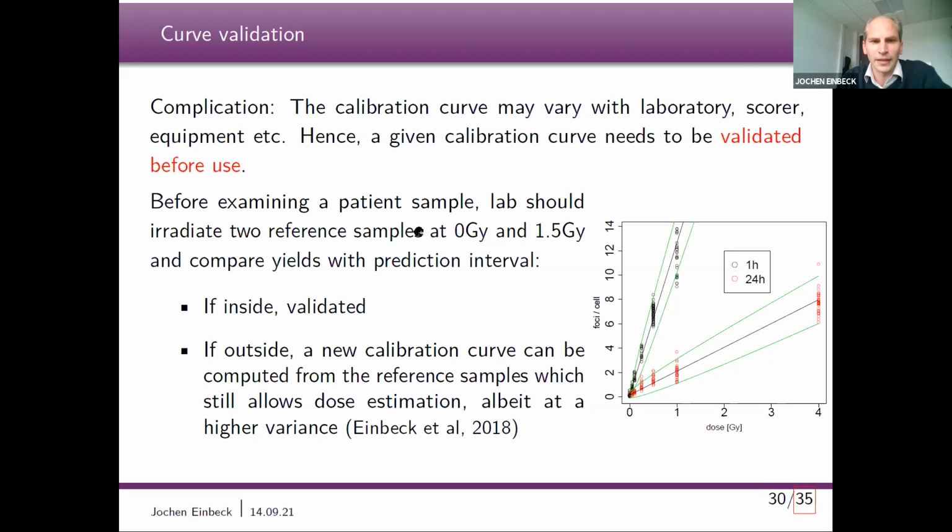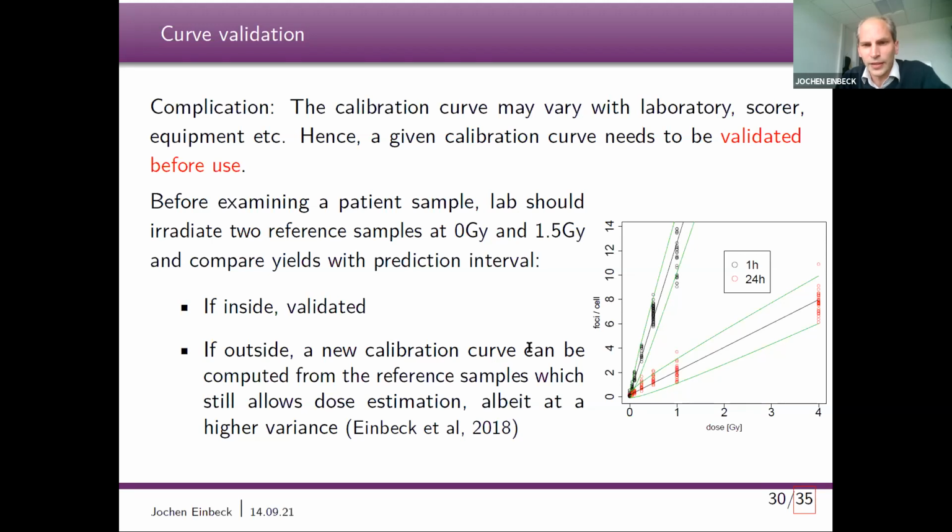That is, to irradiate a blood sample intentionally at a known dose and look at the foci per cell that result from this. If this is then outside the prediction intervals that we would expect, then it would be advised to create a new calibration curve. So here one needs to take care again.